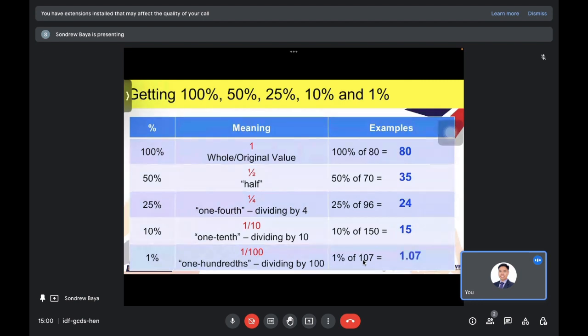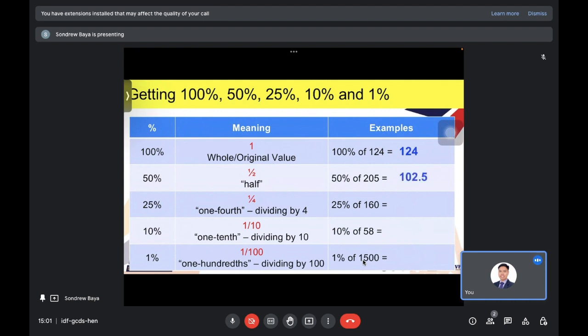You might have different ways of doing this. It's up to you, but I'd like you to add on this new learning or this new skill because this will come in handy later on. Let's have more examples. So 100% of 124, that's the same value, 124. 50% of 205, half of it, it's 102.5.